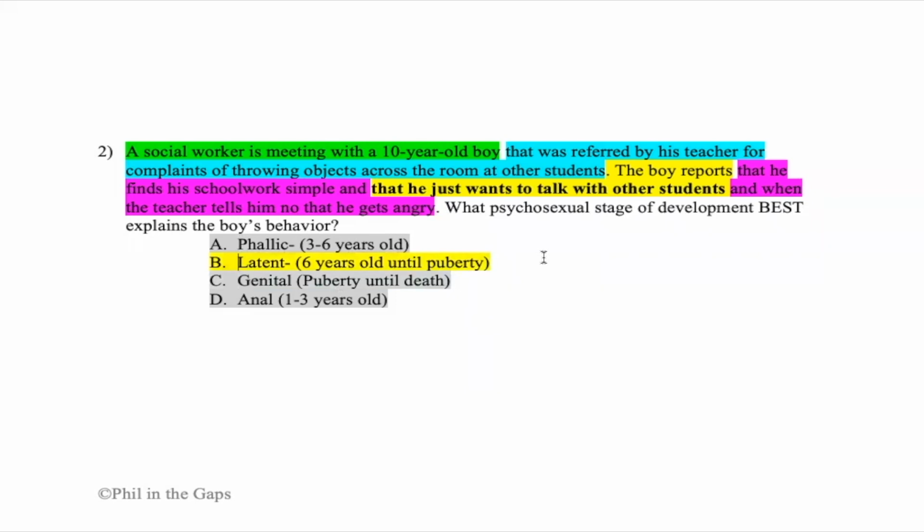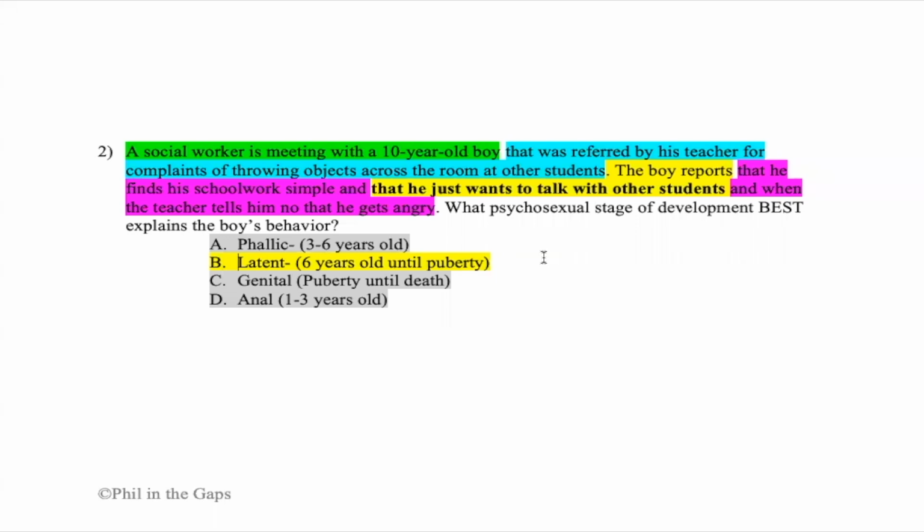So A is going to be incorrect because he's not feeling himself and identifying his genitalia or having some type of feelings towards his parents. C is going to be incorrect because he's not trying to establish any sexual relationships that we know of. And D is incorrect because you could associate the way that he is reacting to anal explosive. However, it's not related to being restricted. It's about wanting to develop social relationships. And it feels like the teachers get in the way with that. So that is why it's causing him anger.